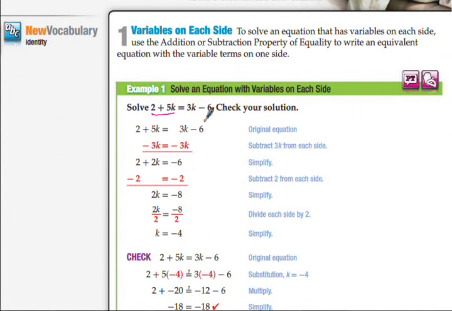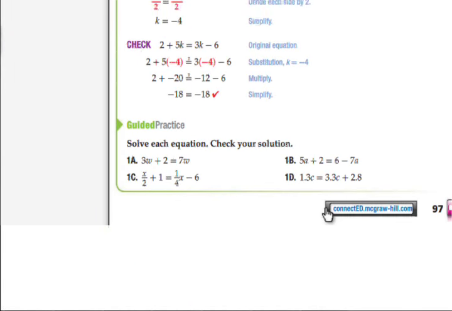That's the very first thing you want to do. So if you'll notice here in the example, I have 2 plus 5k equals 3k minus 6. I want variables on one side and constants on the other. Okay, that's what I'm trying to do. So we subtract 3k from both sides. All right, well now I only have a variable over here. Then I have to isolate the variable. All right, well now I have variables here and constants here, and I'm ready to solve. I can plug my -4 back into the original and see that I'm correct.